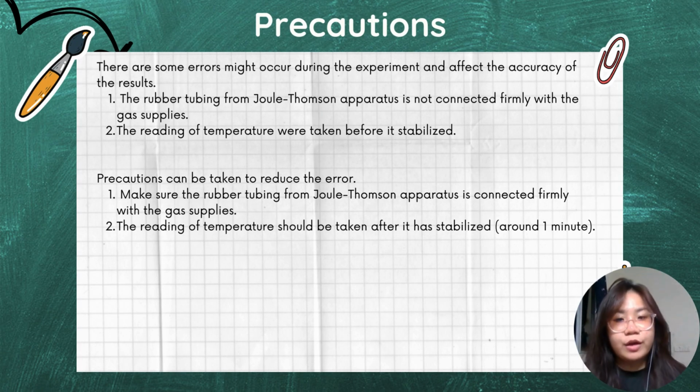There are some errors that might occur during the experiment and affect the accuracy of the results. First, the rubber tubing from the Joule-Thomson apparatus was not connected firmly to the gas supply. Second, the temperature reading was taken before it had stabilized. So there are some precautions that can be taken to reduce the error. First, we have to make sure the rubber tubing from the Joule-Thomson apparatus is always connected firmly to the gas supply. Second, the temperature reading should be taken after it has stabilized, around 1 minute.